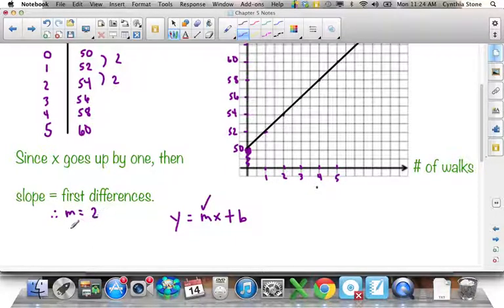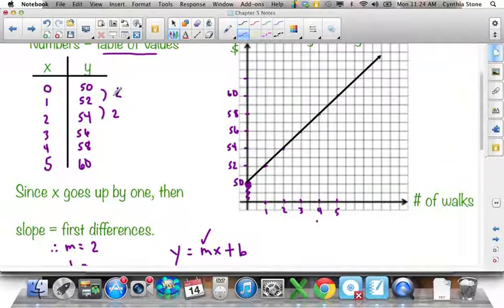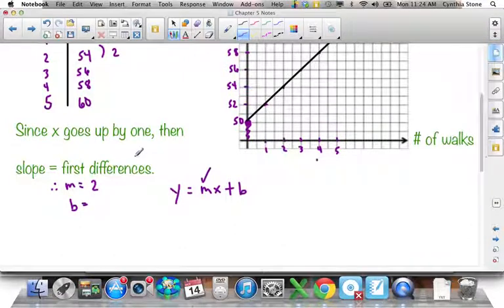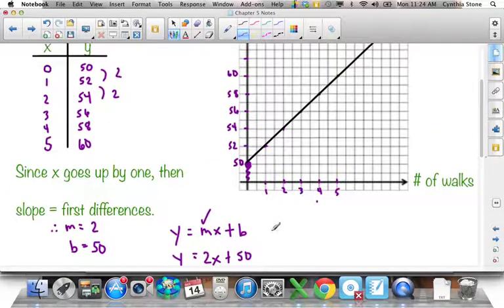Now b is the value of y where x equals 0. This is my starting point. The value of y where x equals 0, so 50. So my equation is y equals 2x plus 50. So that's 3 ways to represent the same relationship: an equation, a graph, and a set of data.